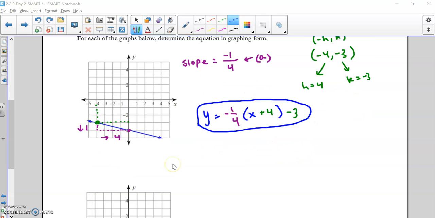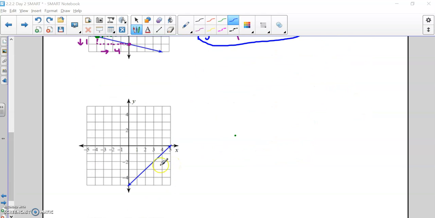All right, one more here. So like we said in the last problem, our first step is to pick 2 nice points. I'm going to go ahead and pick this one, and then the next one is this one. So once again, we're going to start by finding our slope. Our slope is rise over run. So from this first point to the next point, we moved up 1.